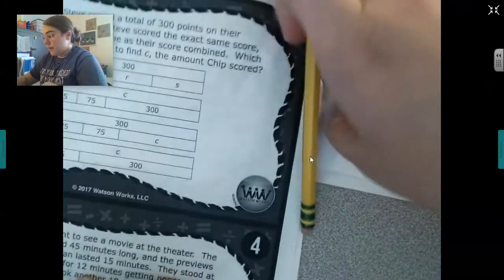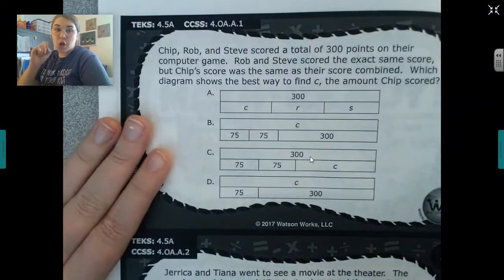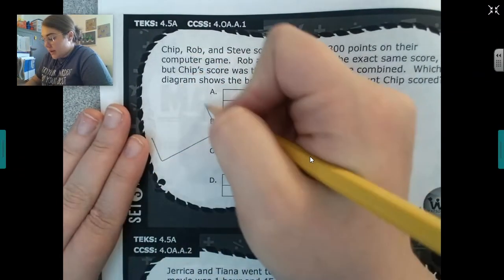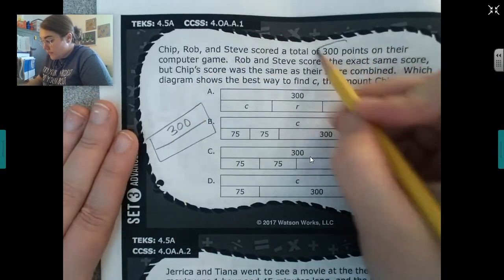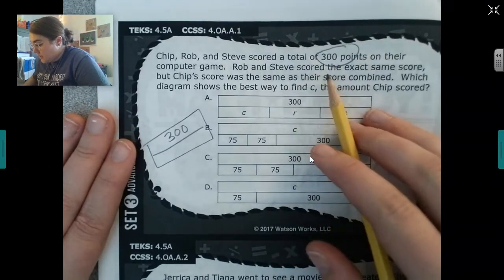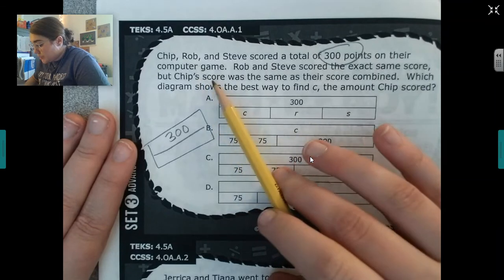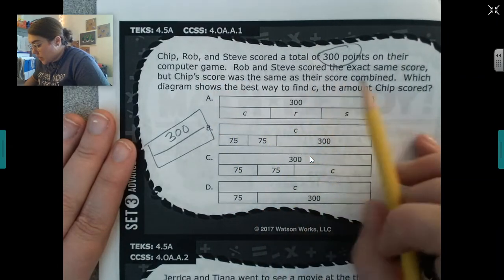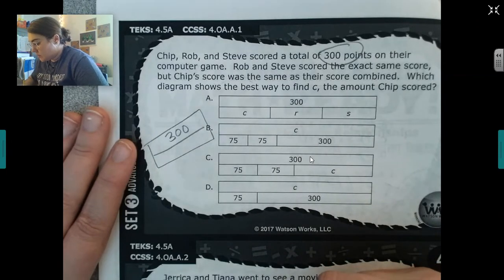Let me move my paper out of the way, guys. Sorry. Chip, Rob, and Steve scored a total. Remember, in a strip diagram, the total is your top. They scored a total of 300 points on their computer game. Rob and Steve scored the exact same score, but Chip's score was the same as their score combined. Which diagram shows the best way to find C, the amount Chip scored?